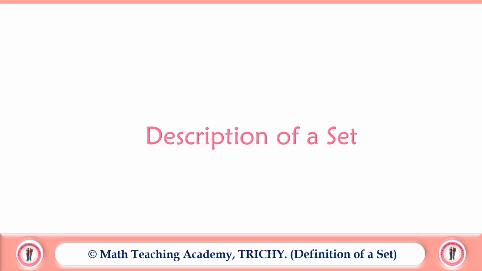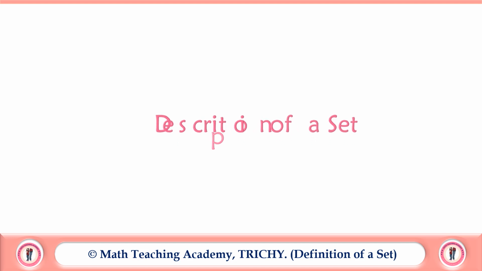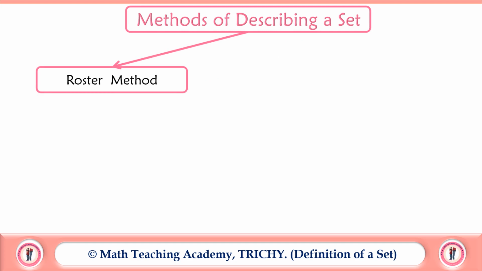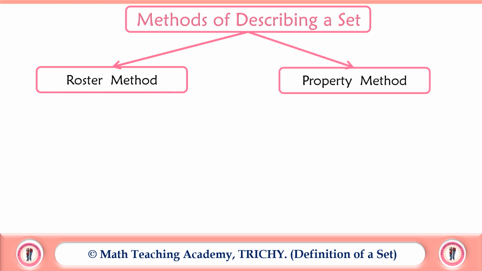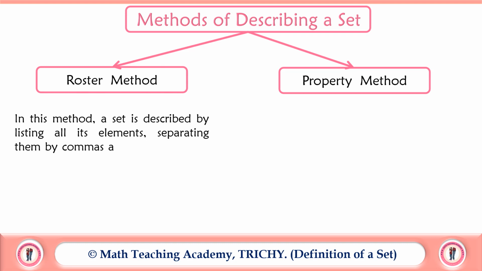Description of a set. Now we are going to look at how to describe a set. Method of describing a set. There are two methods of describing a set. One is called the roster method. Another one is called the property method. In the roster method, a set is described by listing all its elements, separating them by commas and enclosing them within curly brackets.